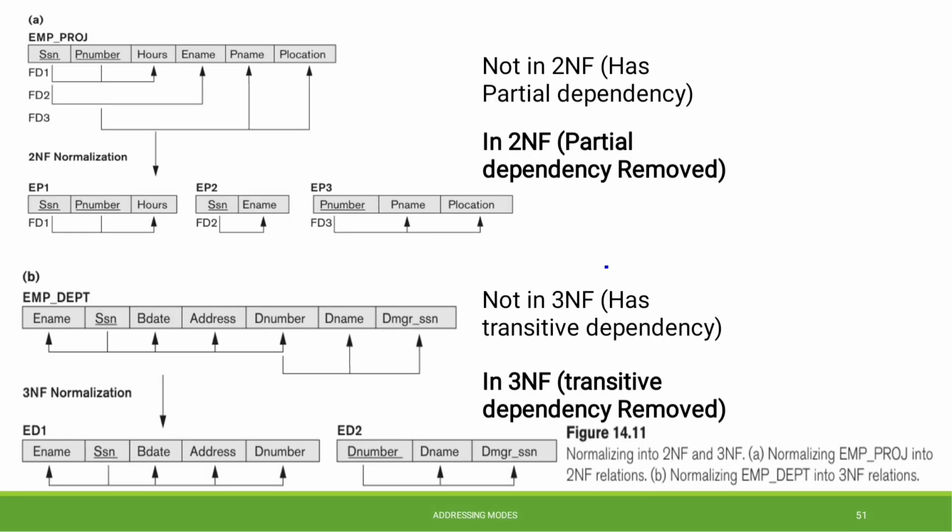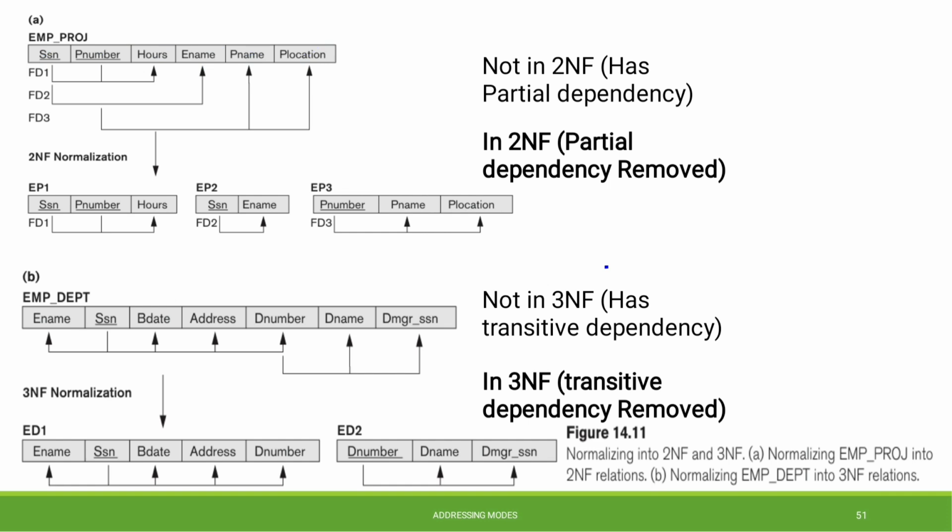For example, consider this relation schema EMP_PROJ. The attributes are SSN, P number, hours, ename, pname and plocation. This relation is not in 2NF. It is in 1NF because it doesn't contain multi-valued attributes and composite attributes. So after 1NF only we should go for 2NF. This relation is not in 2NF because it has partial dependency. How it has partial dependency, we shall see next.